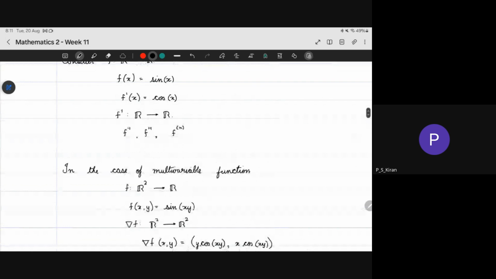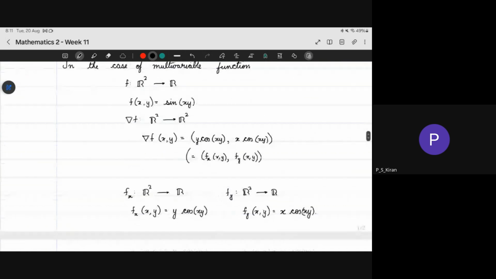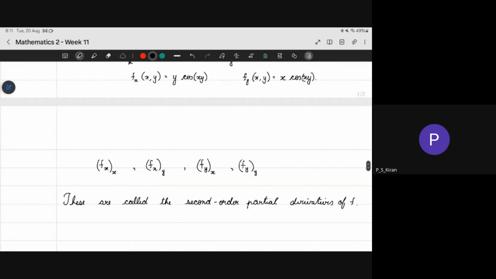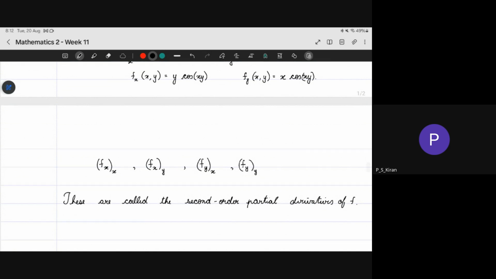Just like in the one-dimensional case, you don't really have different directions to work with. So you just have f, f prime, f double prime, and so on. But in the case of multivariable functions, you have different directions and different direction partial derivatives. And each of those is a scalar valued function whose partial derivatives you can again take, and in the case of two-variable scalar valued functions, you'll have four different scalar valued functions, which are called the second order partial derivatives of it.